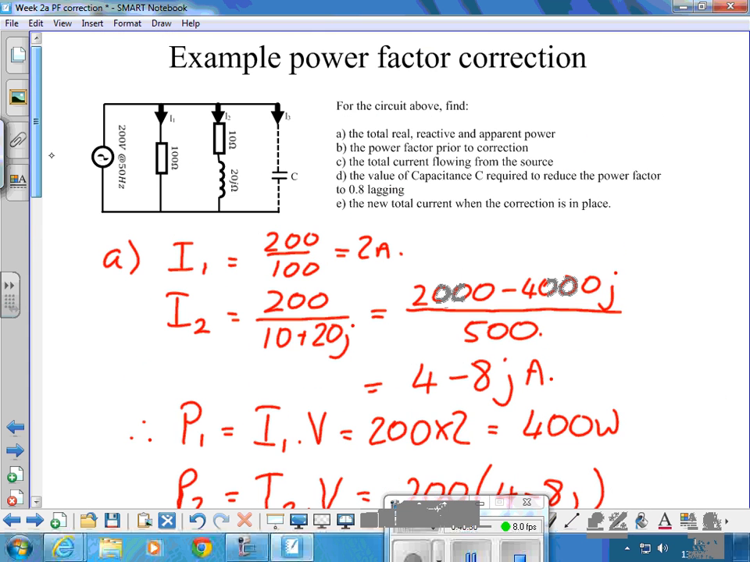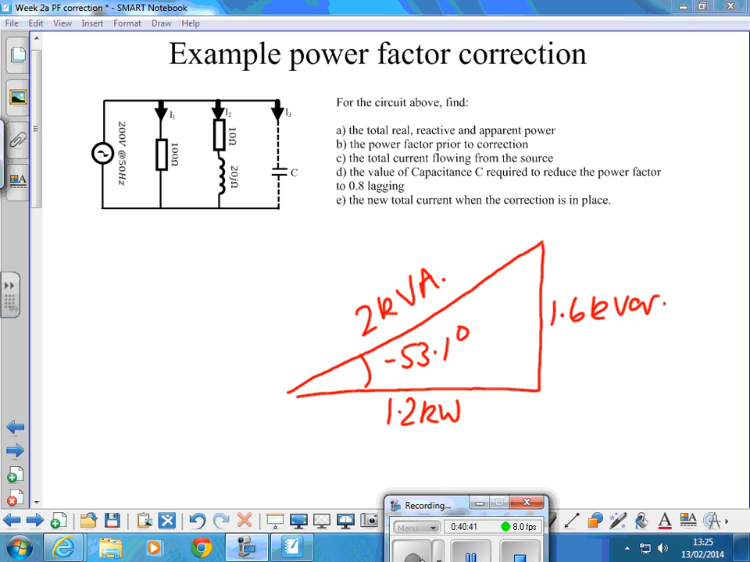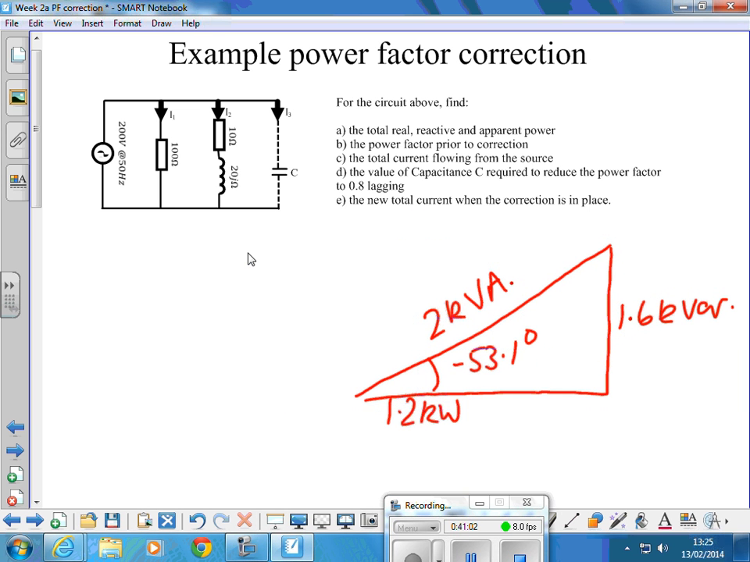Next bit is the value of capacitance C required to reduce the power factor to 0.8 lagging. Right, so how are we going to tackle this? What do we know is going to stay the same? Voltage is going to stay the same. And the power, yeah, the load's not going to change.